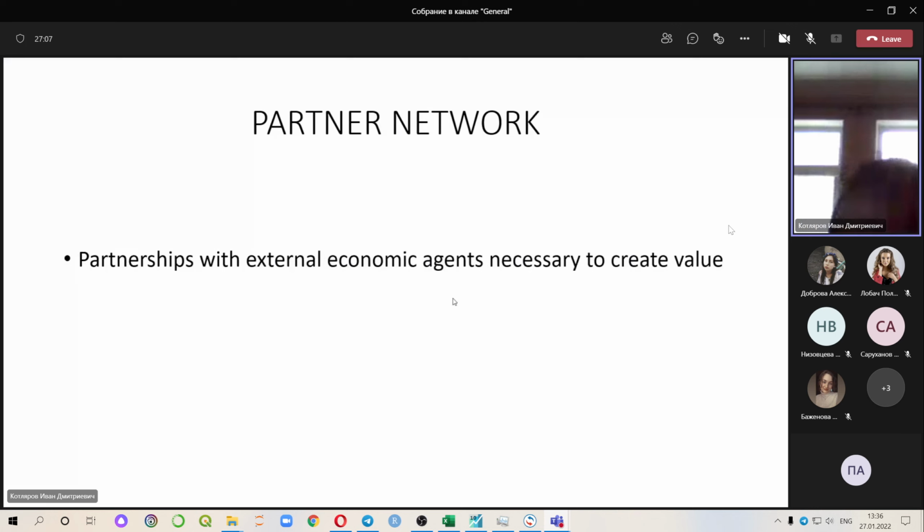Okay, partner network, guys. Ladies and gentlemen, now it is very difficult for a company to have all resources it may need to deliver value. This is why companies have to cooperate with external economic agents. And the obvious example is Uber, as I have already said. Uber ensures efficiency, it ensures a lower price for transportation services, but Uber does not deliver transportation services itself. It has to cooperate with a huge network of independent or quasi-independent drivers. The same is true for most platform companies like Airbnb, etc.